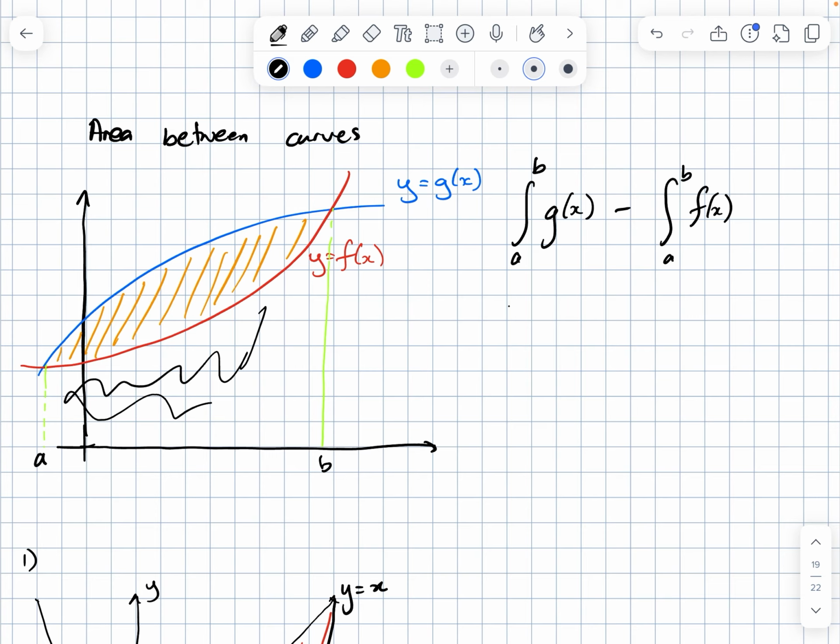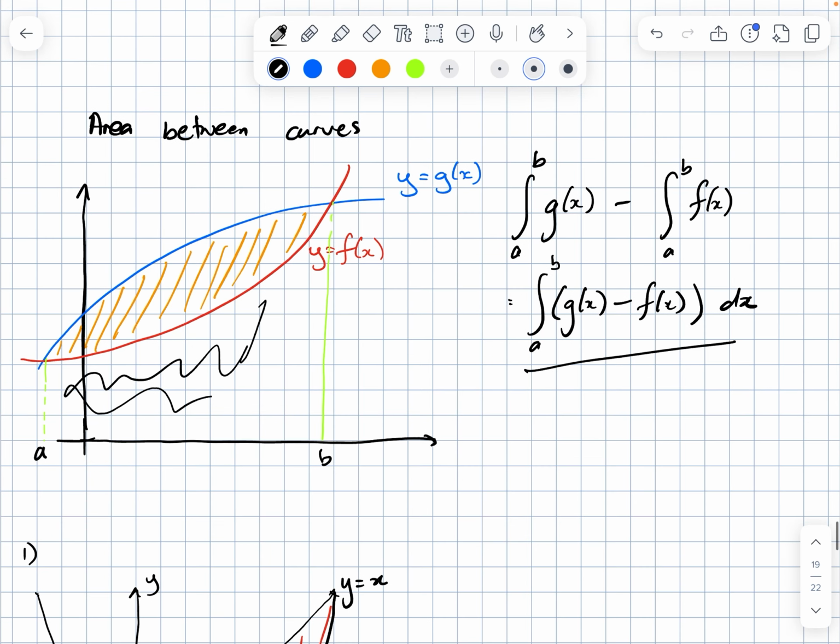Now, because when we integrate we can separate the parts, we can also bring it together, giving us the integral between A and B of g(x) minus f(x) dx. So that is going to be our formula for calculating the area between curves, and the only important thing is that g(x) is greater, and the only thing you need to be wary of is that the function on top must be first in the subtraction.